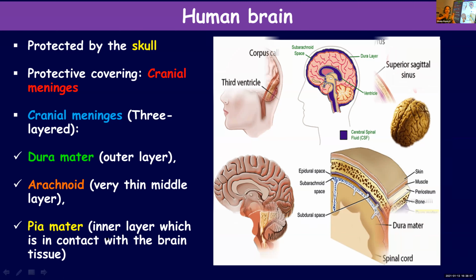The first layer covering the brain, you call it as pia mater, then arachnoid and dura mater. So your brain is placed inside a bony box or skull, and to give additional protection, it is covered by a 3-layered membrane. The 3 layers are dura mater, outer layer, arachnoid, the middle layer, which is very thin, and pia mater, the inner layer, which is in contact with the brain tissue.